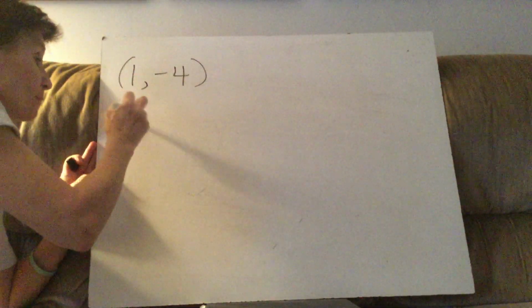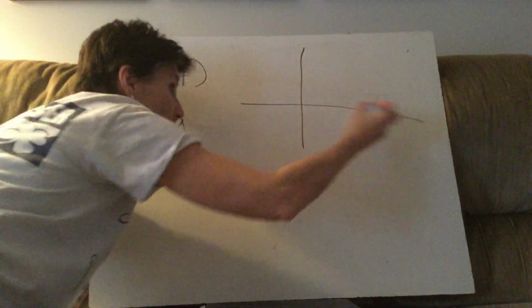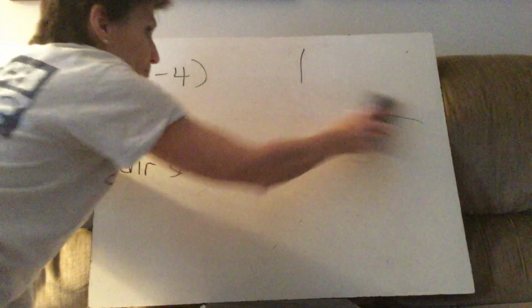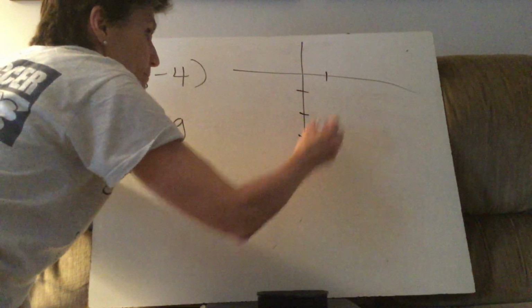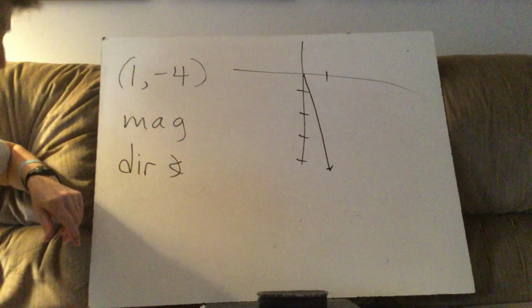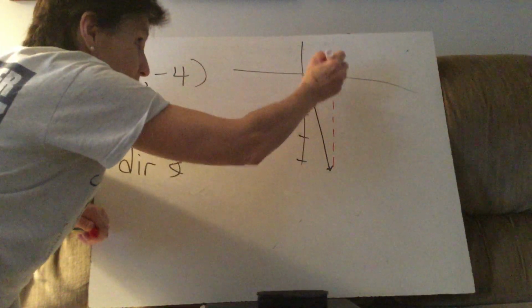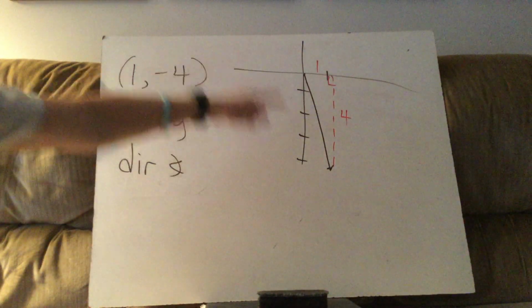All right, we've got one more of those: 1, -4. And we want the magnitude and the direction angle. Now remember, I erased my butterfly bow tie up here, but when I draw that triangle, that's 1, that's 4. I draw it like that. Piece of the butterfly bow tie.